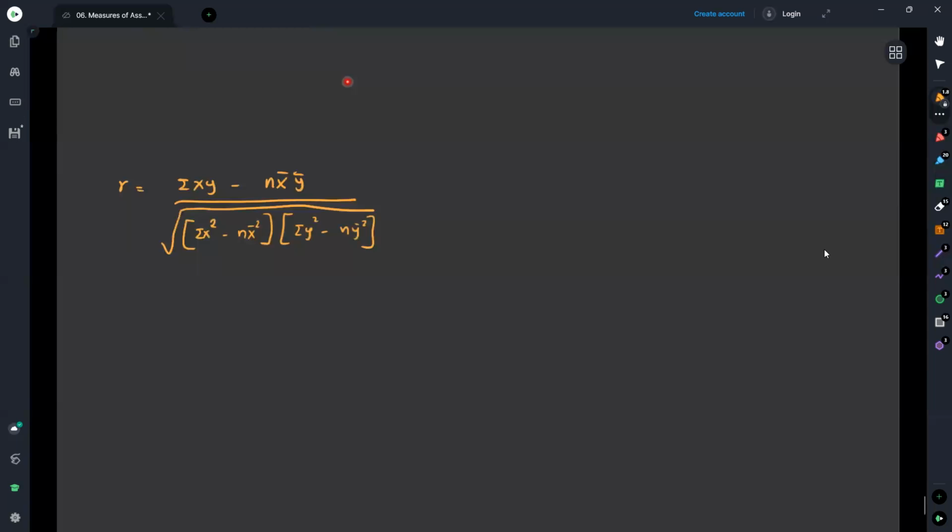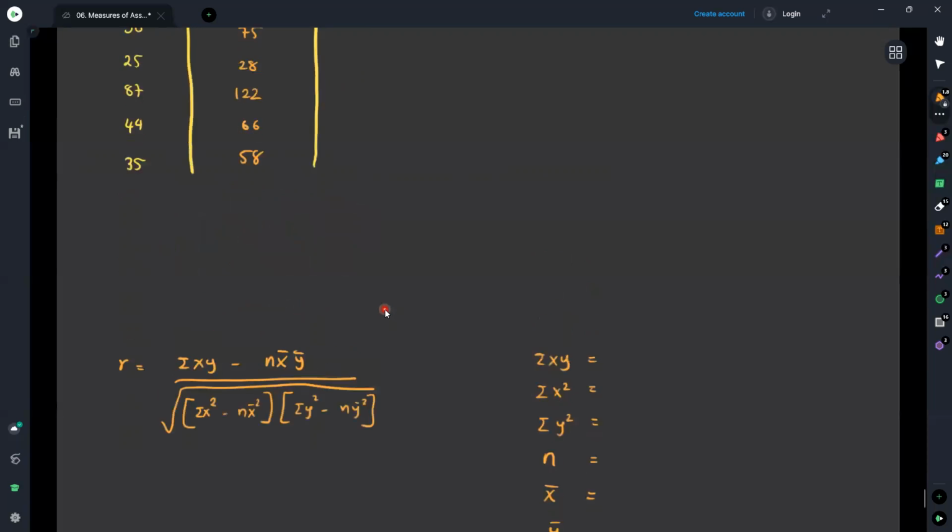Then we need to find the values for summation of xy, summation of x squared, and summation of y squared. Then we need the value for x, we need the value for n, we need the value for x bar, and we need the value for y bar. We need all these values to have an answer for this question.